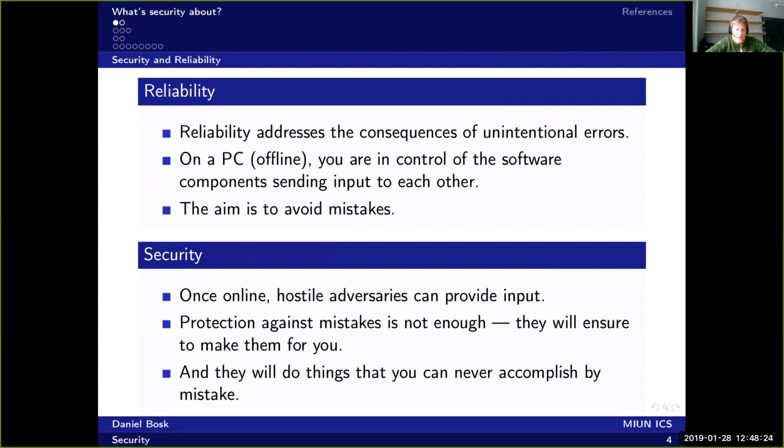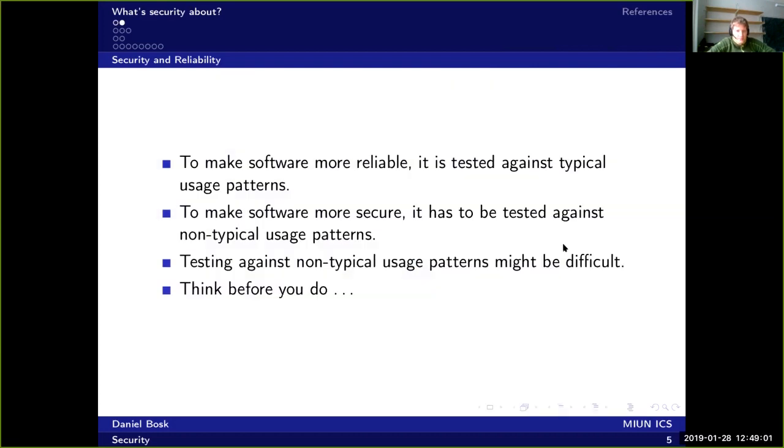So they are very much outside what you would usually test as common mistakes, like typos and stuff. So if in reliability you check for typos, like entering characters instead of numbers, or the other way around, then in the security perspective, the adversary would try to input characters that you cannot even type on a keyboard. So you would never catch that by testing for reliability.